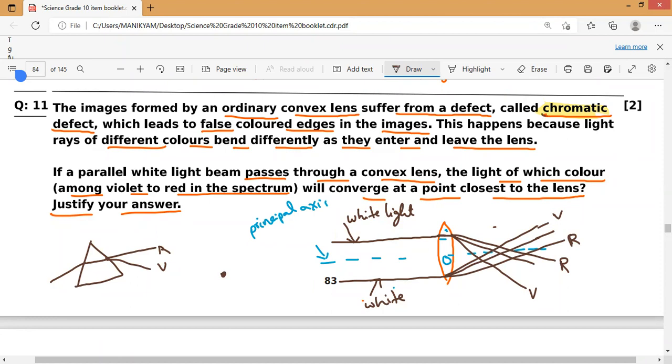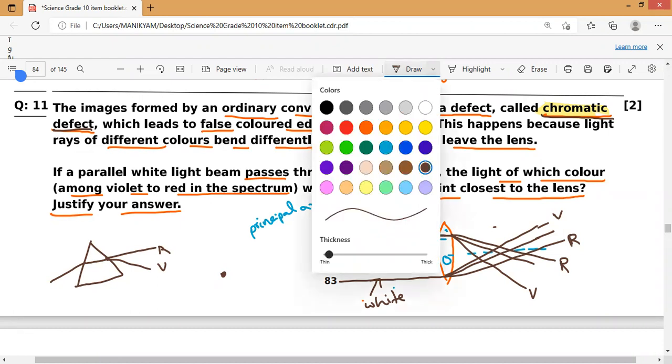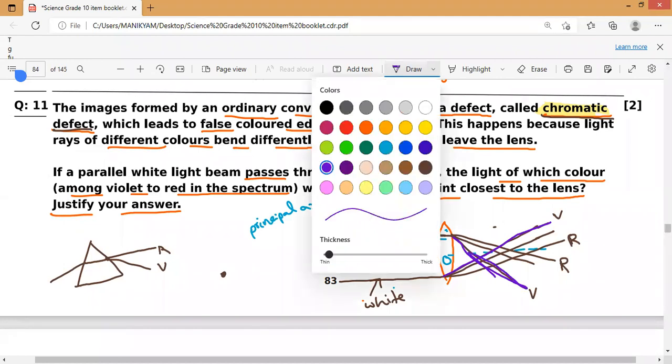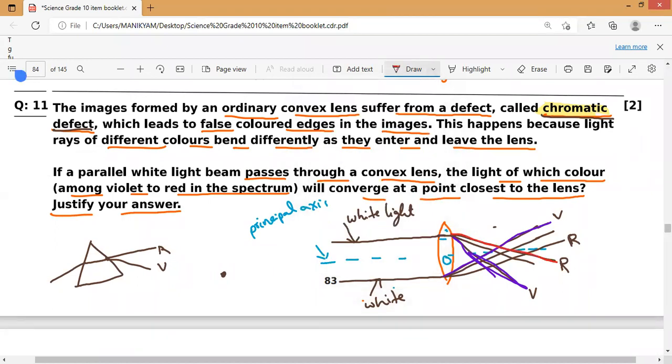But due to a defect called chromatic defect, please note down everybody, chromatic defect: a failure of a lens to focus all colors to the same point. So please make it clear, everyone.